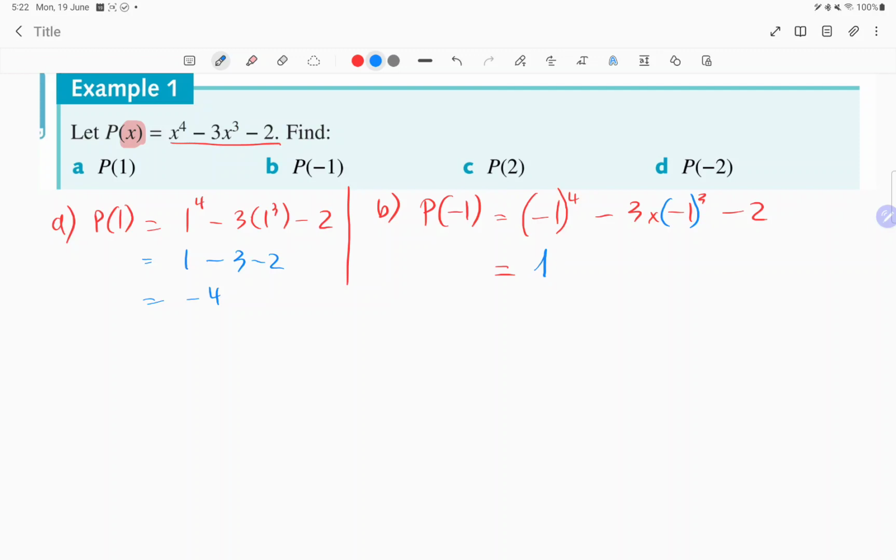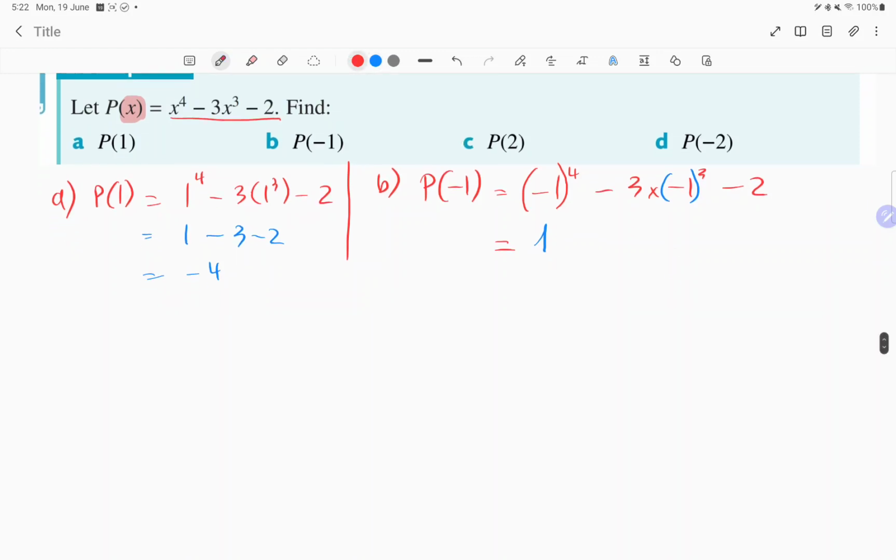Does that make sense, Amani? No. No? Like, I understand the concept of having to put the brackets around the negatives. I get that. I just don't get how it would be positive.